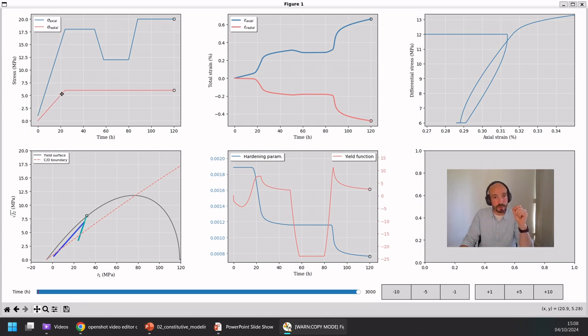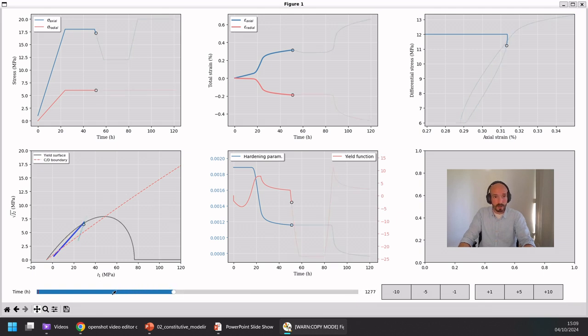The radial stress I apply like this. This is the red curve. The blue curve represents the axial stress. So both of them increase, and then they are kept constant. The radial stress is kept constant all the time, and the axial stress I decrease, and then I increase again. So let's see what happens. Okay, I want to show this.